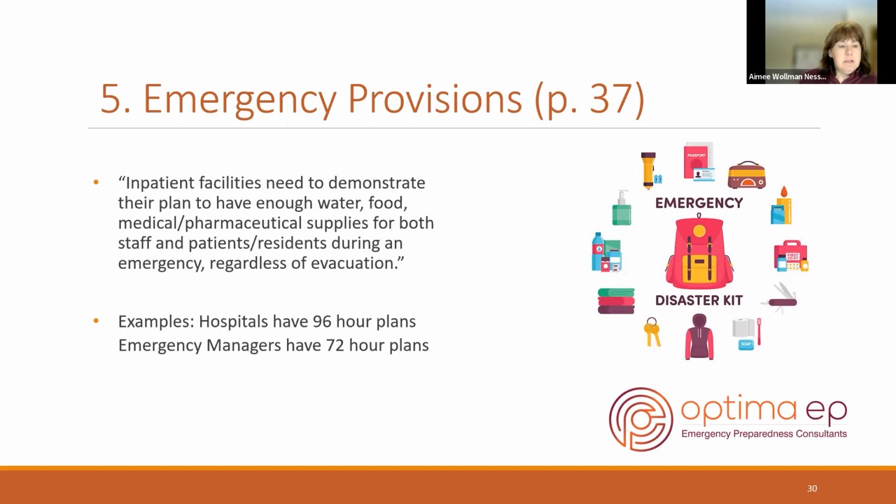Again, within the facility, hospitals are expected to have 96-hour sustainability plans. Nursing homes, there's no particular amount of stuff that you're supposed to have on hand, nor is there a time limit like this. But it's important, this is lifted directly from Appendix Z. Inpatient facilities need to demonstrate their plan to have enough water, food, medicines, etc., for staff, patients, and residents during an emergency, regardless of evacuation.